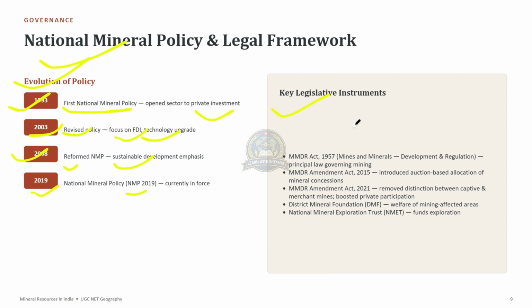Key legislative instruments: the MMDR Act 1957, the Mines and Minerals Development and Regulation Act, the principal law governing mining. Then the MMDR Amendment Act 2015 introduced auction-based allocation of mineral concessions. The MMDR Amendment Act 2021 removed the distinction between captive and merchant mines, boosting private participation. District Mineral Foundation, DMF, for welfare of mining-affected areas. National Mineral Exploration Trust, NMET, funds exploration.